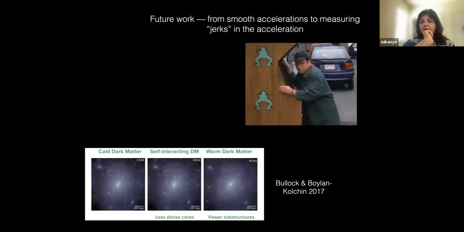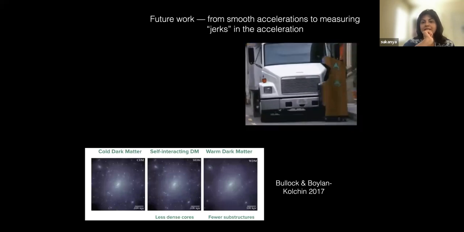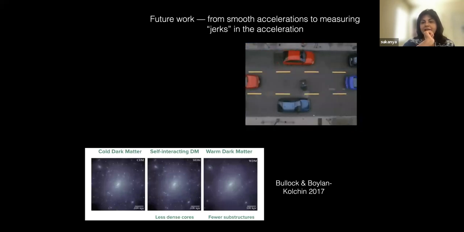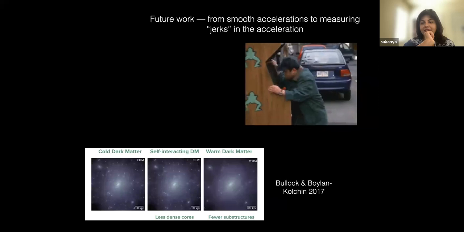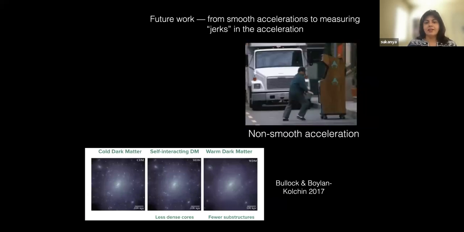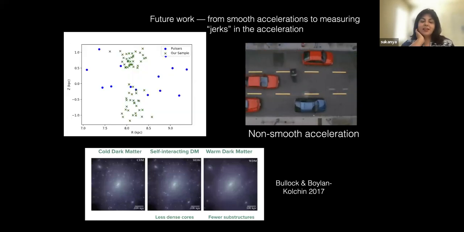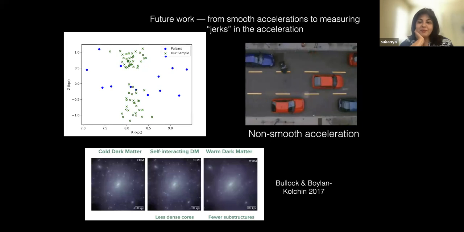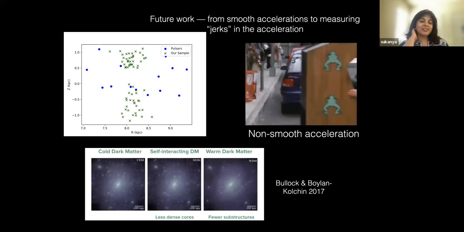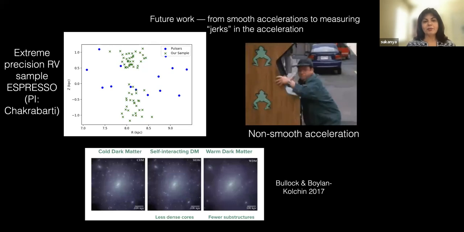This is an example of not smooth accelerations, but non-smooth accelerations. This is George Costanza navigating New York City traffic. In our case, of course, the non-smooth accelerations we're after are due to the substructure of dark matter that we're trying to measure with our pulsar sample.